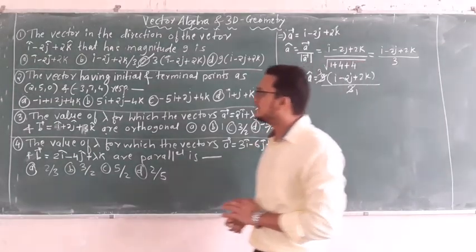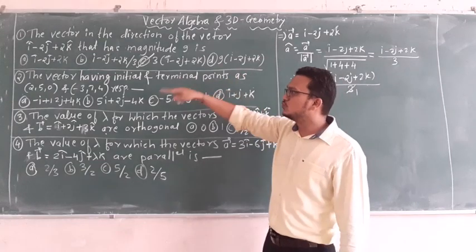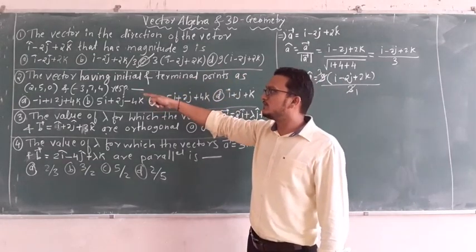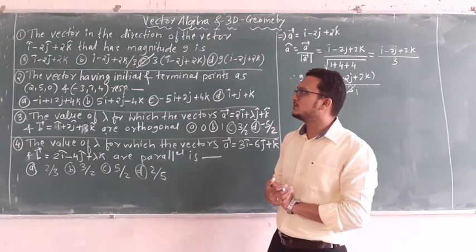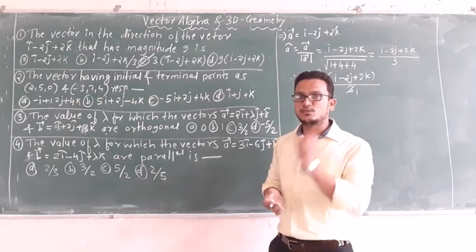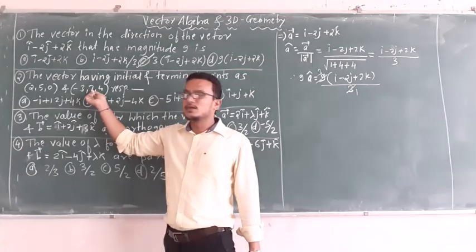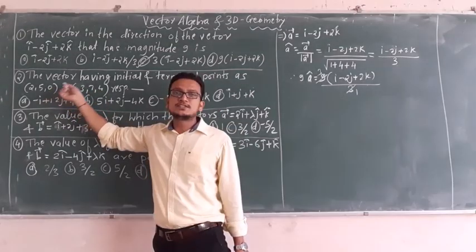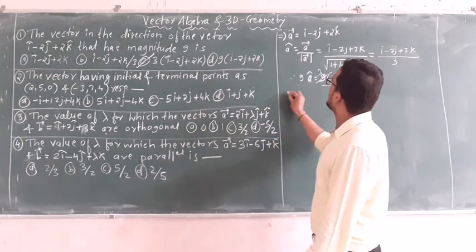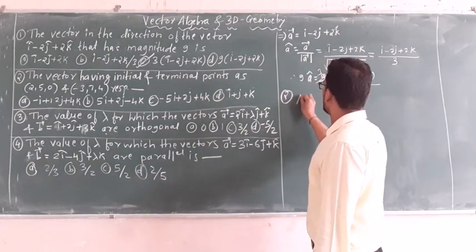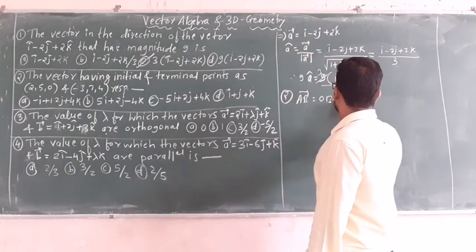Second question. The vector having initial and terminal points as (2, 5, 0) and (minus 3, 7, 4) respectively, then what will be the vector joining them? For example, this is point A, this is point B. Then we have to find the vector joining points, AB. See, this is the solution of the second question. How to find vector AB? That is OB minus OA.